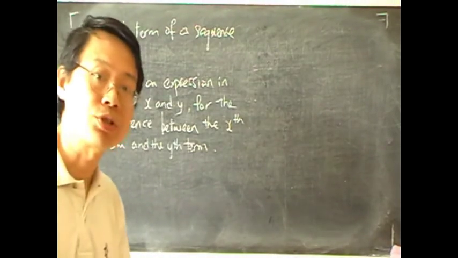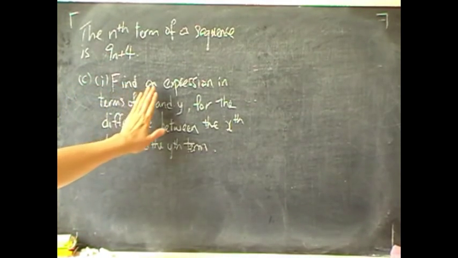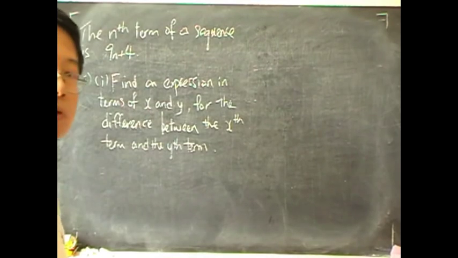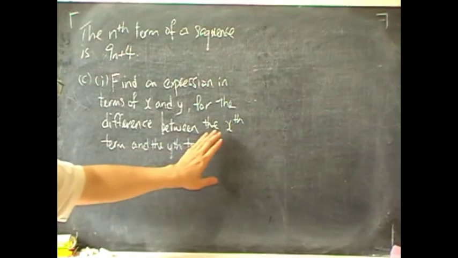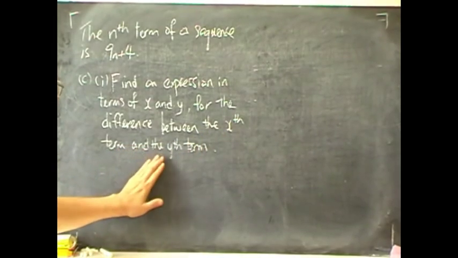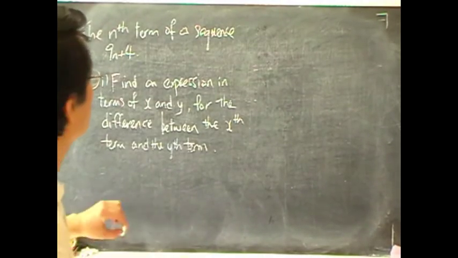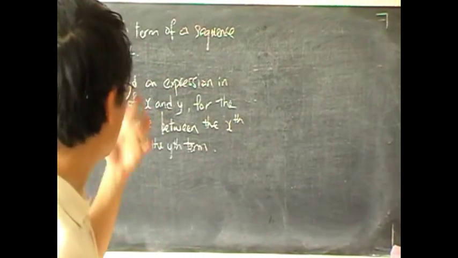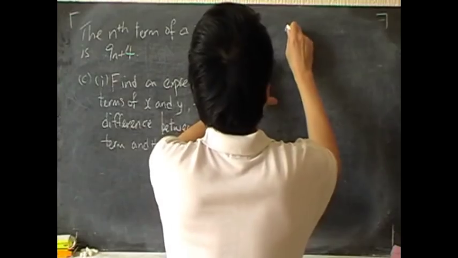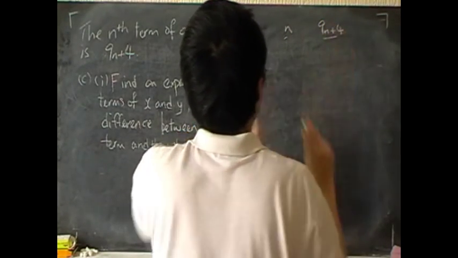Next question, part C, part 1. Find an expression in terms of x and y for the difference between the x term and the y term. This is slightly similar to part B that we saw just now. Let me think of the sequence.